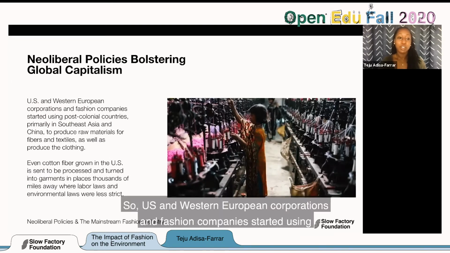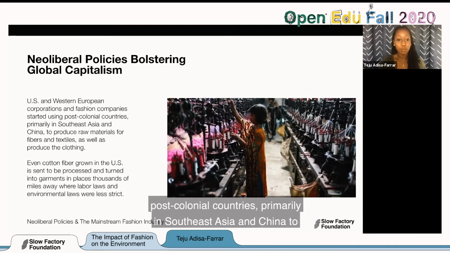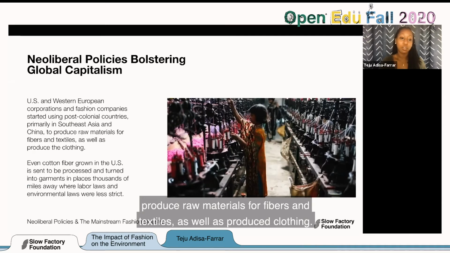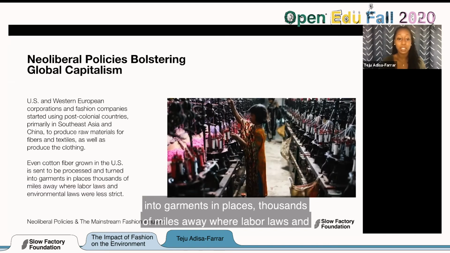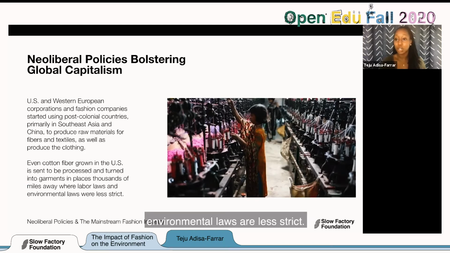So US and Western European corporations and fashion companies started using post-colonial countries, primarily in Southeast Asia and China, to produce raw materials for fibers and textiles, as well as produce clothing. Even cotton fiber grown in the US is sent to be processed and turned into garments in places thousands of miles away where labor laws and environmental laws were less strict.